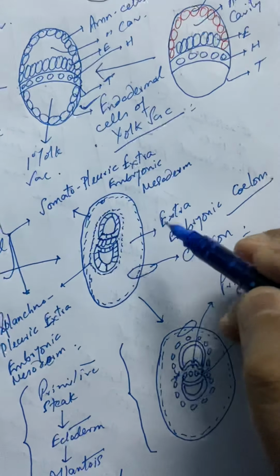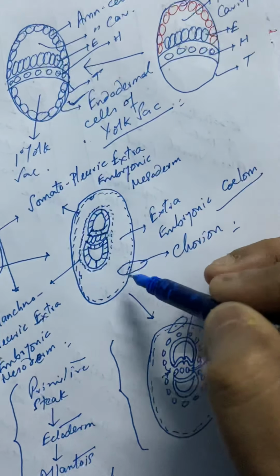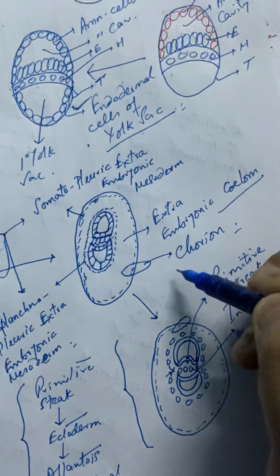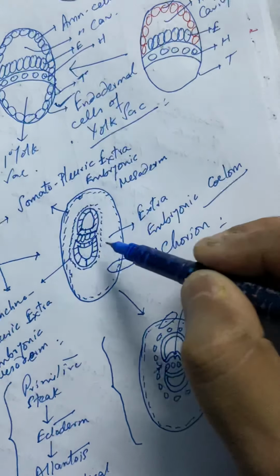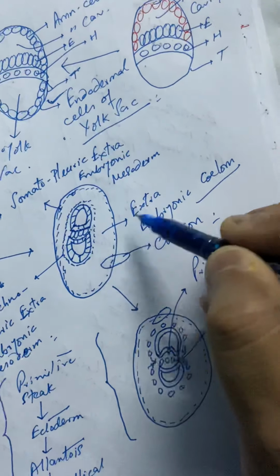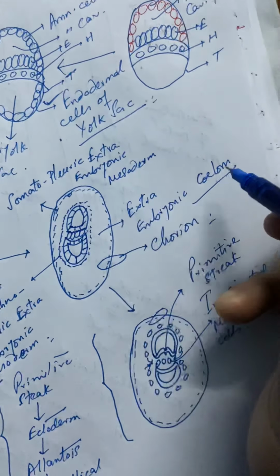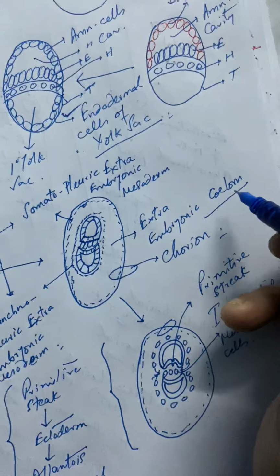And remember one thing, trophoblast along with the somatopleuric extra embryonic mesoderm forms the chorion. Now you understand that it is lined by the mesodermal layer, so the space is actually called the extra embryonic coelom, because coelom is the space which is lined by the mesoderm.